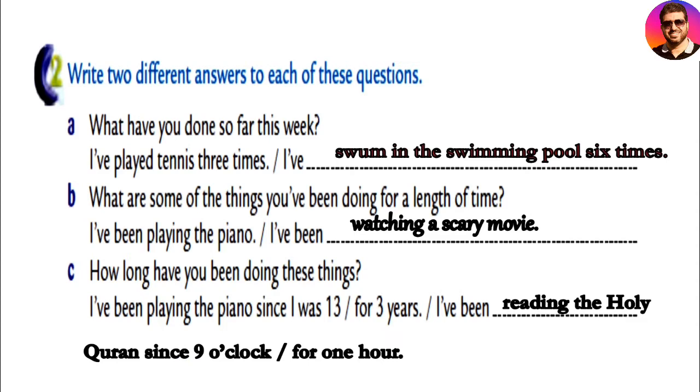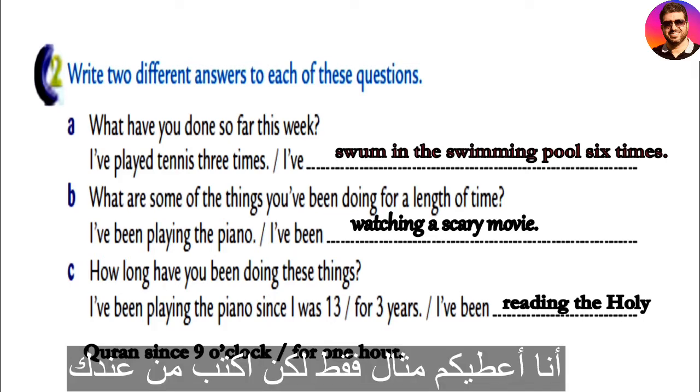I have, and then past participle. I have played football 4 times. Good job. You can say I have played football 4 times. I have swum in the swimming pool 6 times, and so on. So write what you said, because your answer is a wonderful answer. Yes. I'm giving you just an example, another answer, but your answer is super.